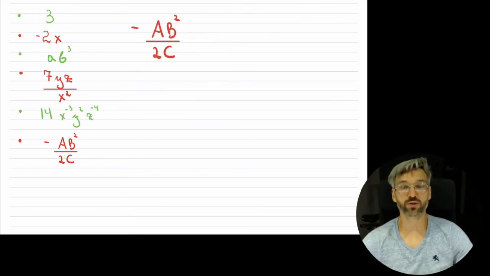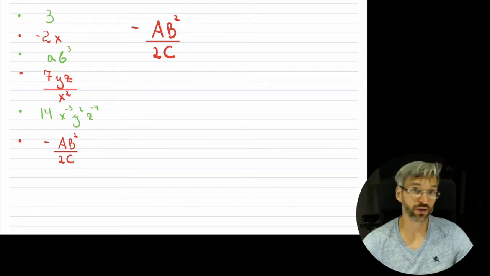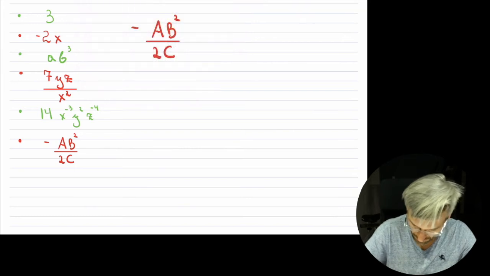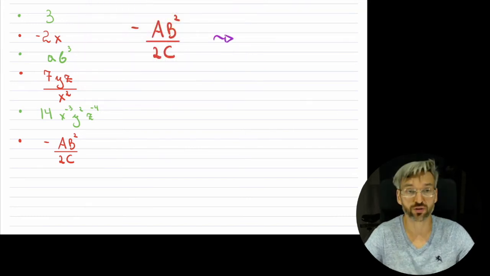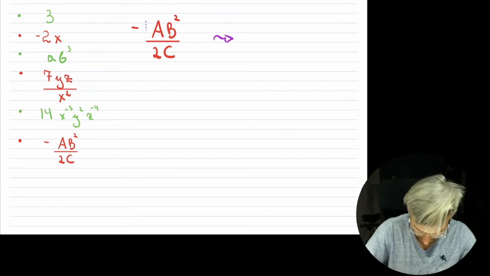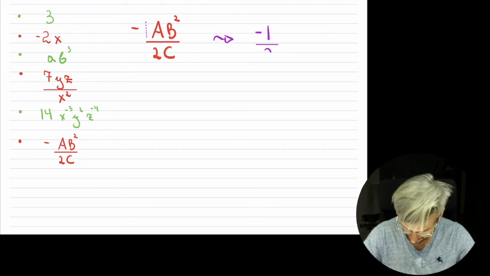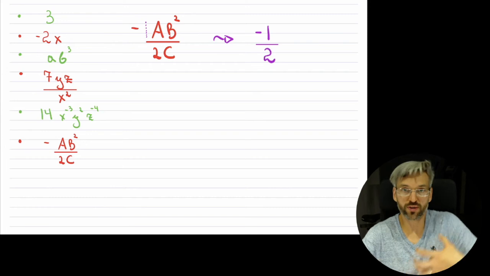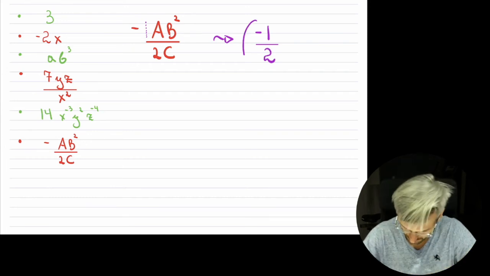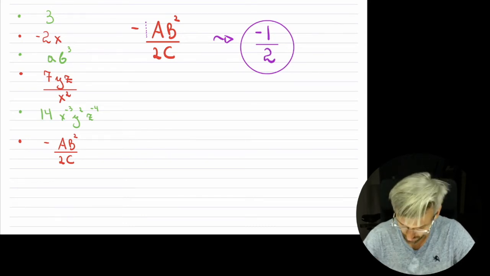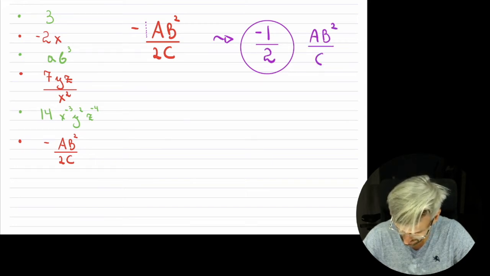So here all the exponents are positive already, but now I provided this because of the coefficient. What is the coefficient here? So notice on top there is a negative, so I have a negative 1, and at the bottom I have a 2. If you pull this away, both from the numerator and denominator, this becomes your coefficient. So really this is negative 1 over 2, and your body is AB squared all over C.